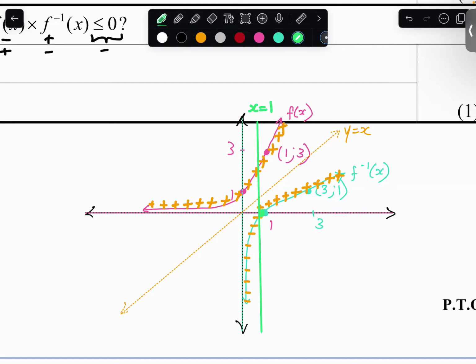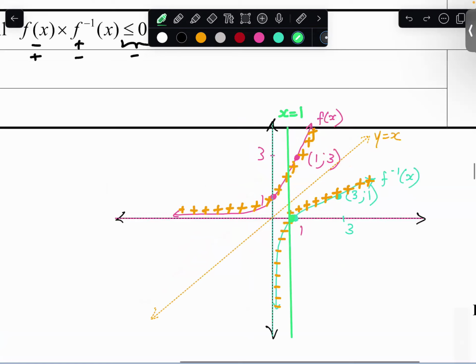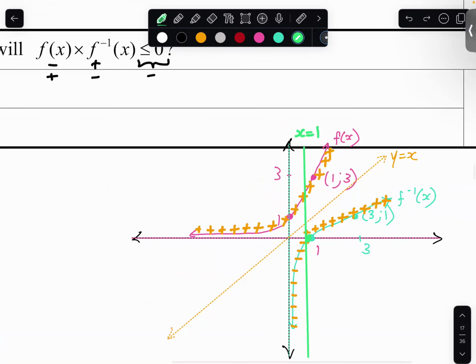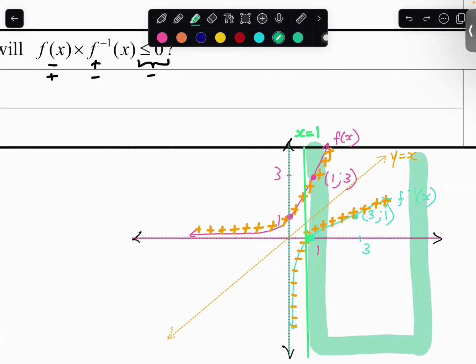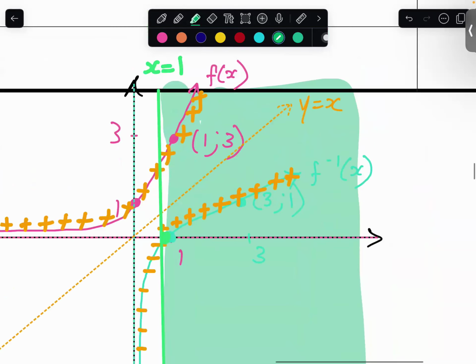So that's the change in sign where it goes from a negative to a positive for this graph, right? So we are looking for a solution where one of the graphs is positive and one of the graphs is negative. So if I'm looking at this zone, and I'm looking at the two graphs, the pink graph and the blue graph, in this zone, after x is equal to 1, they're both positive.